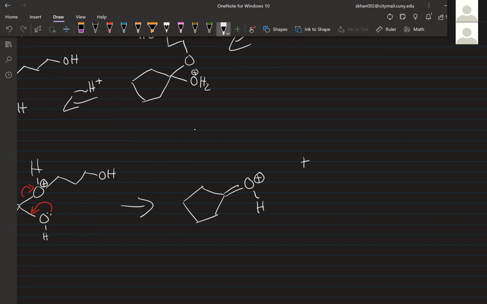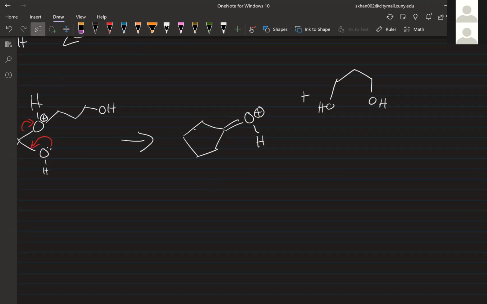And then we have our floating alcohol here. It's a diol, I should say. And then your last step is just another deprotonation. Get your product.